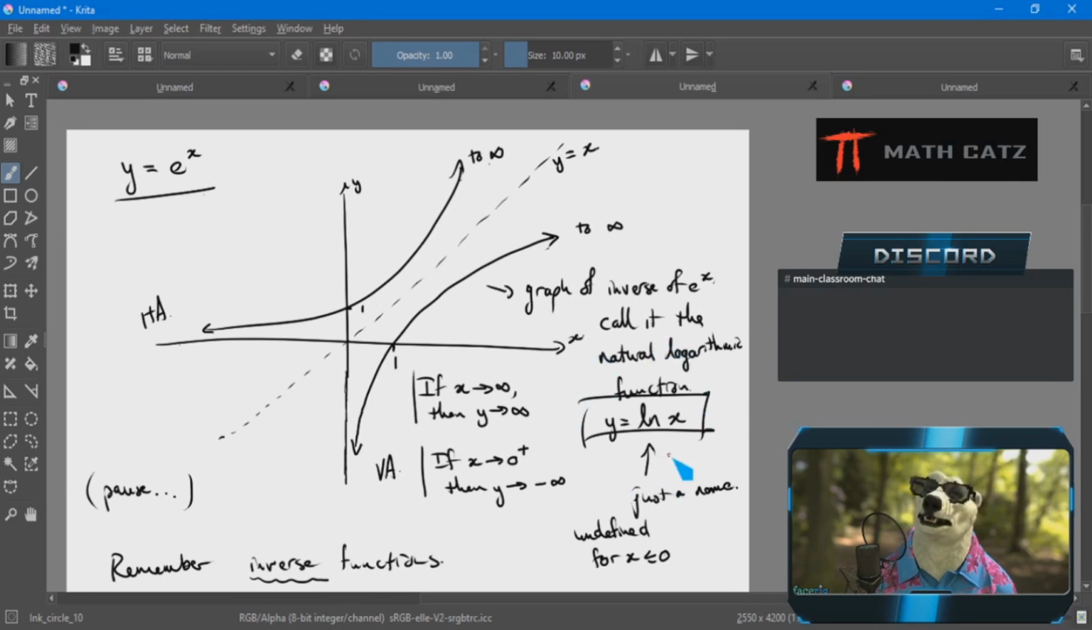Now, I'm going to skip doing a transformation on this, but you can, for example, where can I write?